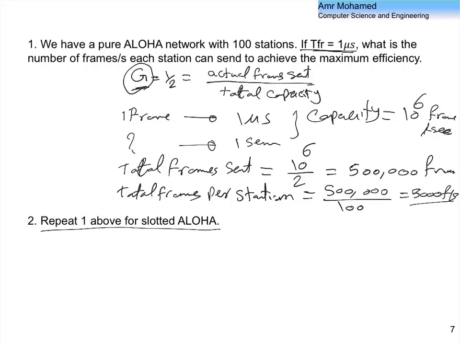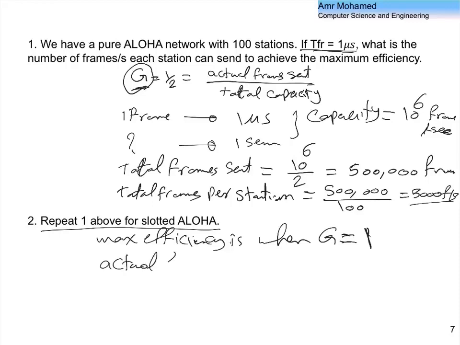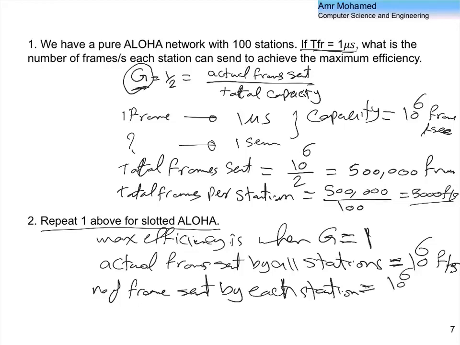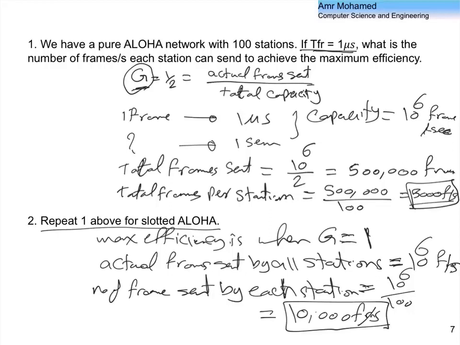So if we want to repeat the same for the slotted Aloha, we know that maximum efficiency is when G equals 1, which means that the actual frames sent by all stations equals the total capacity, which is 10 to the power 6 frames per second. So then the number of frames sent by each station equals 10 to the power 6 divided by 100, which is 10,000 frames per second. So this is the number of frames per second that each station can send.